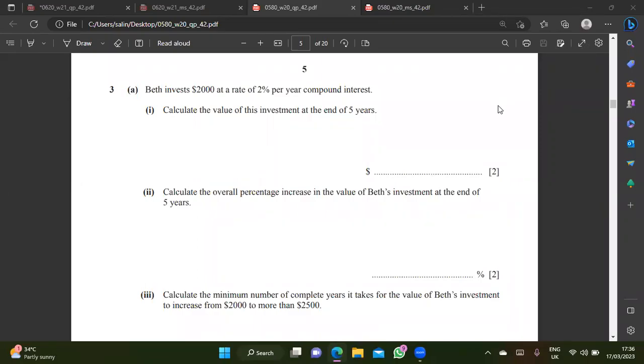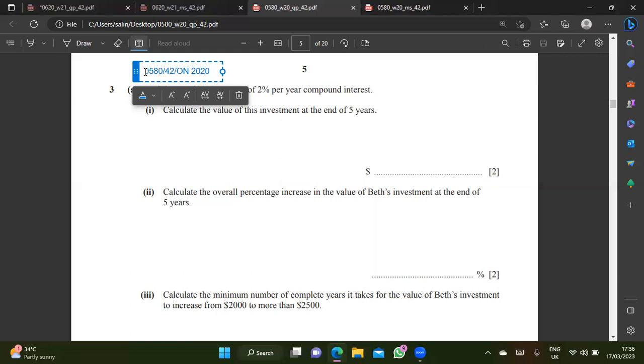Okay, Bismillah. All right, let's have a look at this question. This is the same paper, 0580, paper 42. If I'm not mistaken, it should be October, November 2020. So we'll try to have a look at two questions today, inshallah.